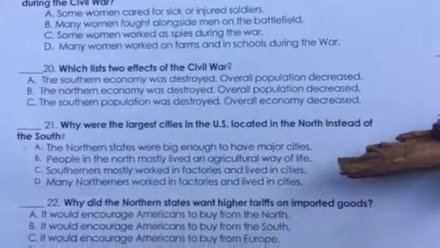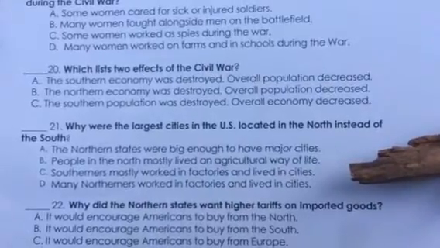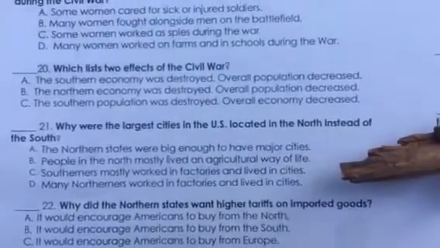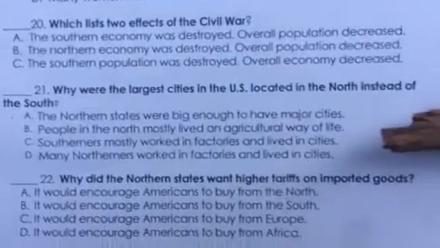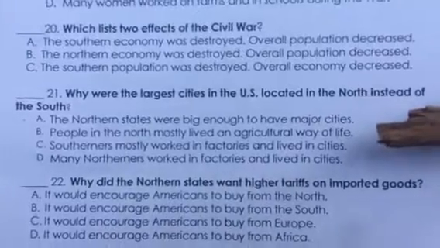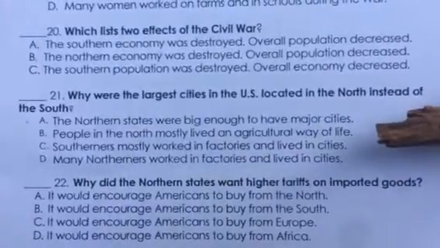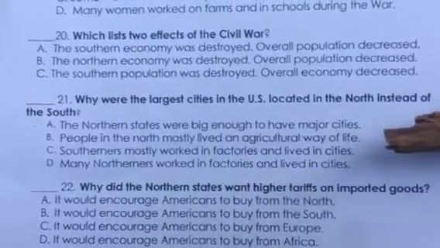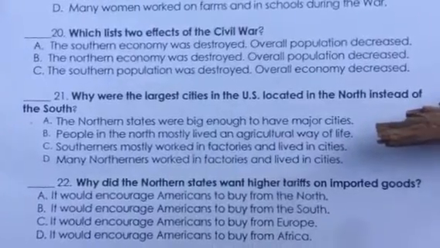21. Why were the largest cities in the U.S. located in the North instead of the South? A. The northern states were big enough to have major cities. B. People in the North mostly lived an agricultural way of life. C. Southerners mostly worked in factories and lived in cities. D. Many Northerners worked in factories and lived in cities.